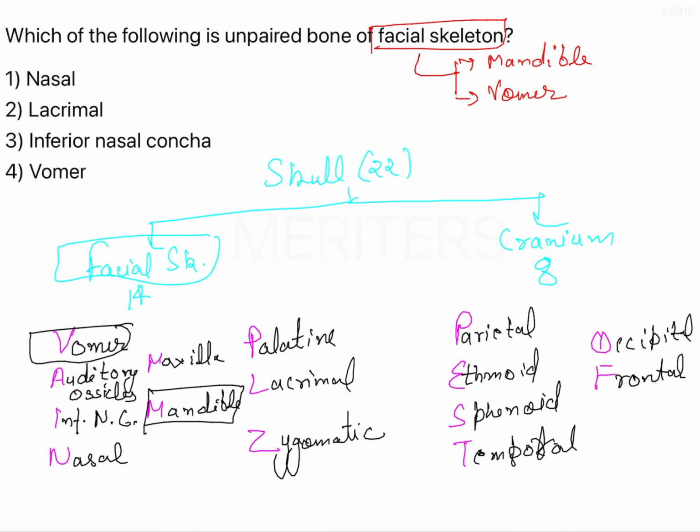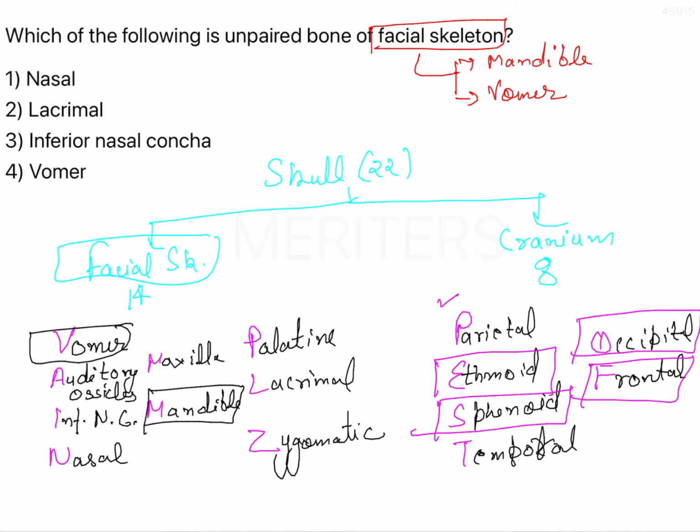Now out of these, what are the bones which are unpaired? In the cranium there are 4 bones which are unpaired. One is your frontal bone, then your occipital bone, then the sphenoid bone, and then your ethmoid bone. So these 4 are unpaired while parietal and temporal bones are paired. We have a few other bones that form another part of the skeleton, but that is not important for us.